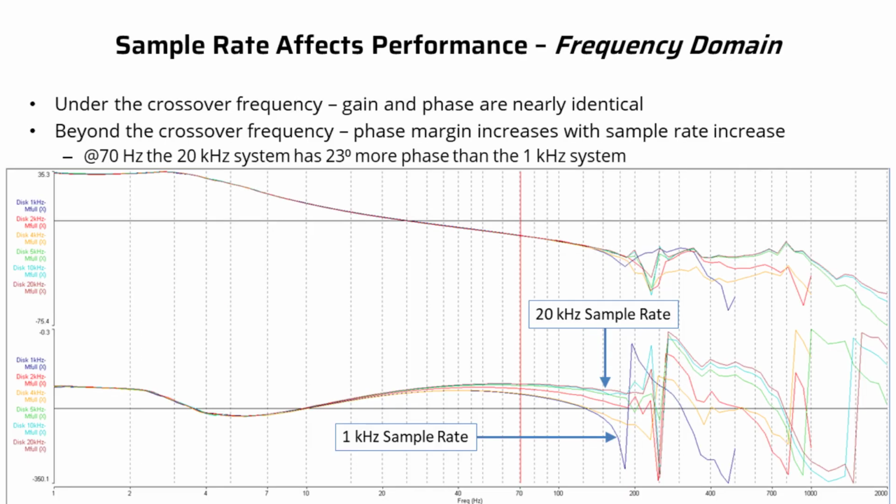Let's take a little closer look at these curves. You can see the gain all lays on top of each other up to about 150 hertz. But looking at 150 hertz, the bottom curve is the system with the sample rate of 1 kilohertz, and the top curve is the sample rate of 20 kilohertz. I have 23 degrees more phase margin for the 20 kilohertz system than the 1 kilohertz system.